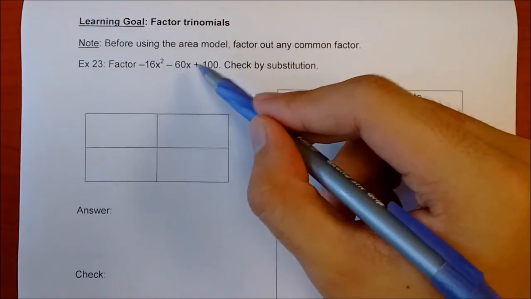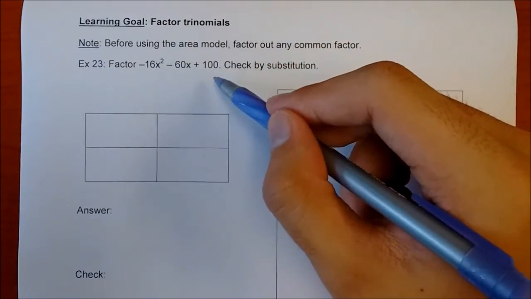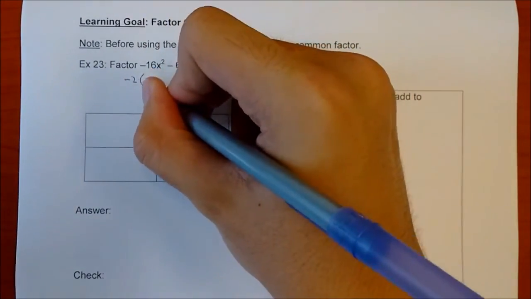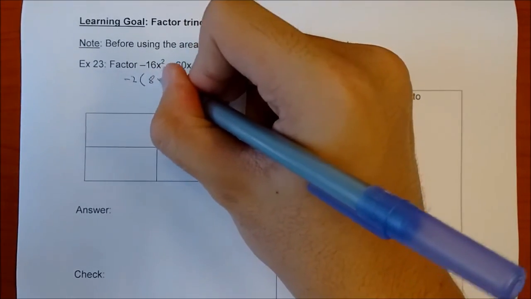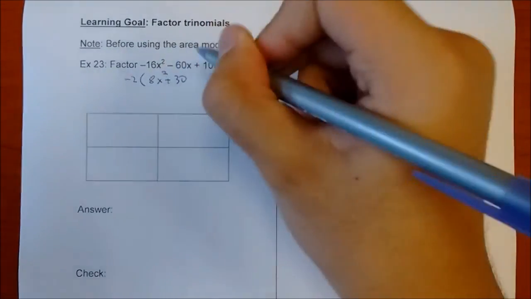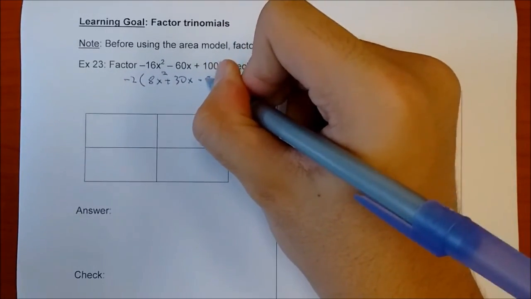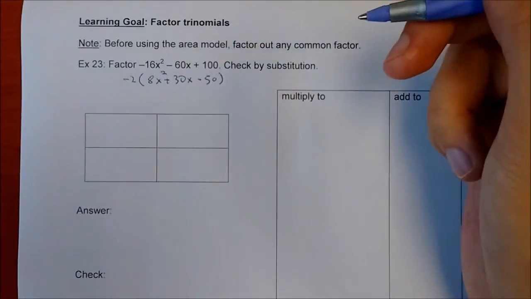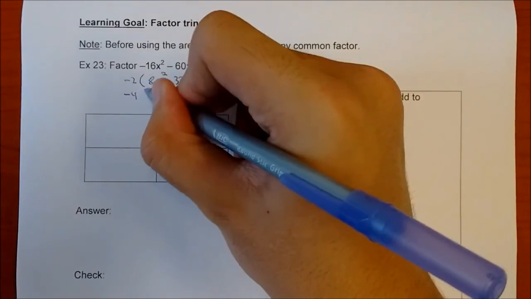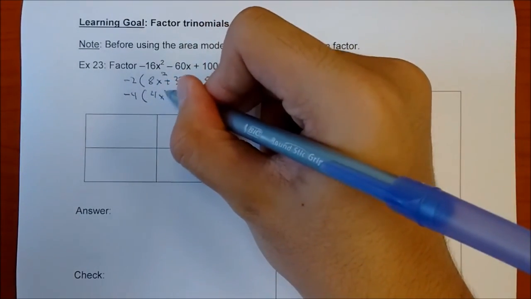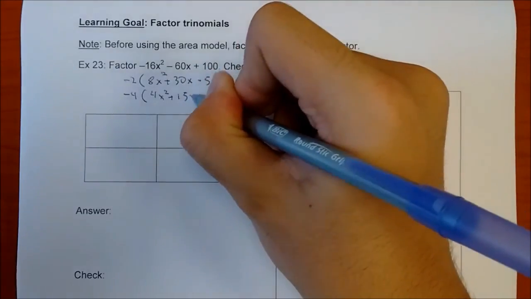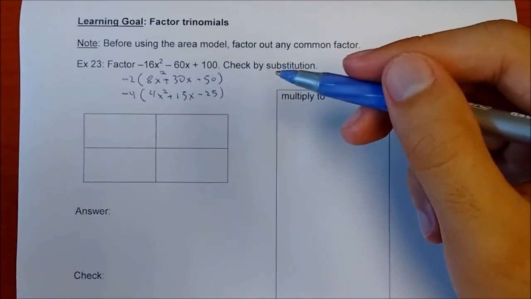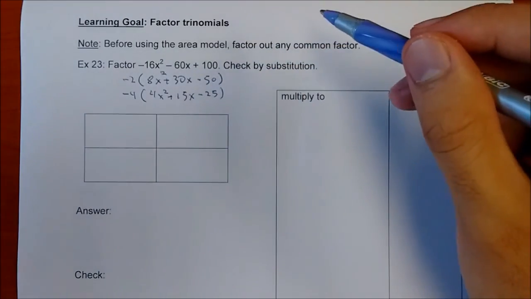So at first I noticed that 16, 60, and 100 are all divisible by 2, and they're all negative. So I'm going to factor out a negative 2 first, which gives us negative 2 times the quantity 8x squared plus 30x minus 50. And then I also noticed that 8, 30, and 50 are still divisible by 2, so I can factor out another 2 to get negative 4 times the quantity 4x squared plus 15x minus 25. And this is the greatest constant that we can factor out because 4 and 15 are relatively prime.